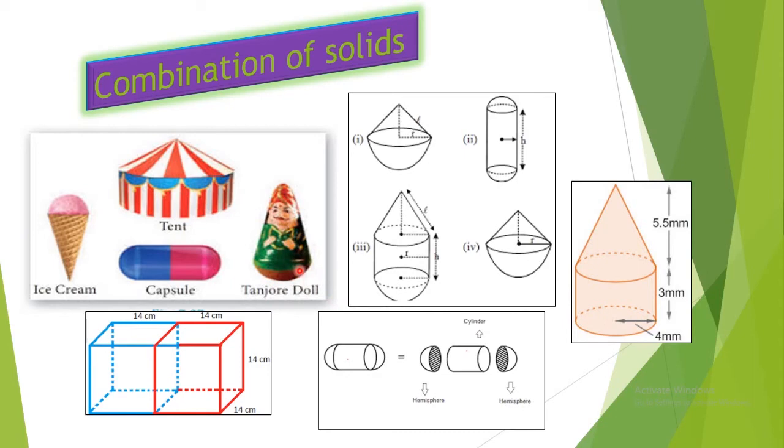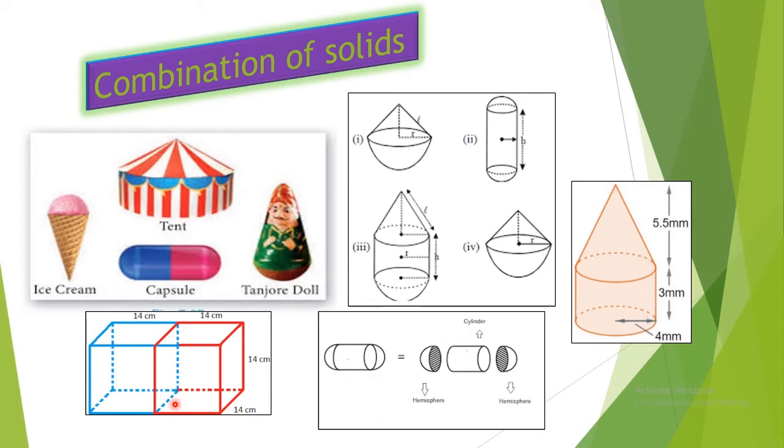Since it is a frustum, both the hemispheres are not the same size. One is bigger, the other is smaller. Here one cone and hemisphere is given, a cylinder with two hemispherical ends, a cylinder with cone and hemisphere. Here hemisphere and cone, same cylinder and cone. Here two cubes are given which form a cuboid.